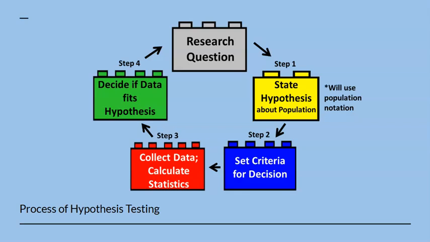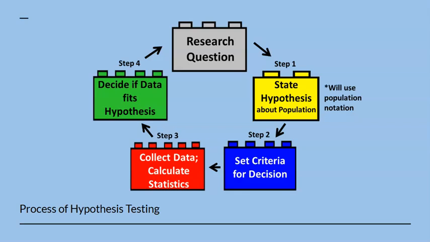This diagram illustrates the process of hypothesis testing. Research often starts with the question that we want answered. Step 1, the yellow Lego, involves stating a hypothesis or prediction about the population. These hypothesis statements will use population notation, such as mu and sigma.